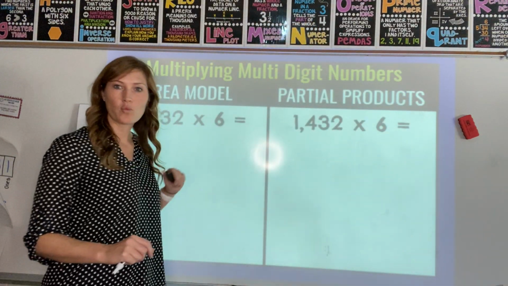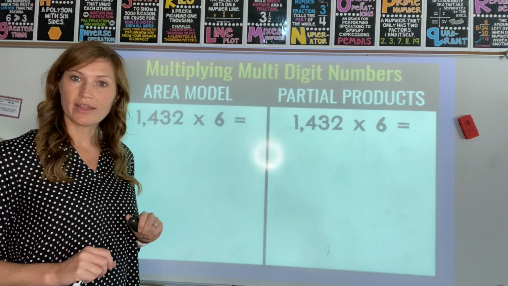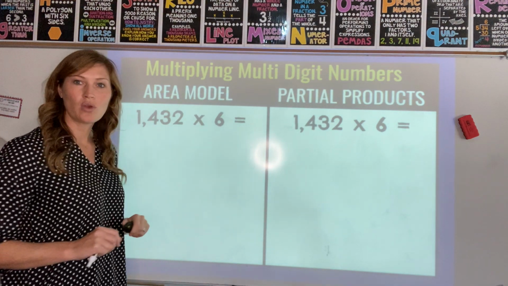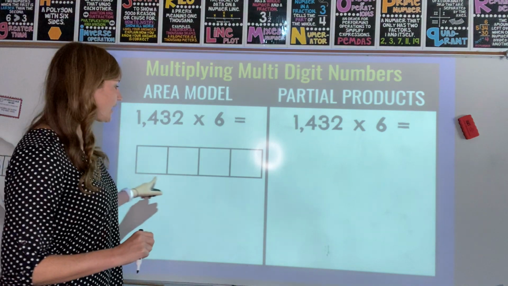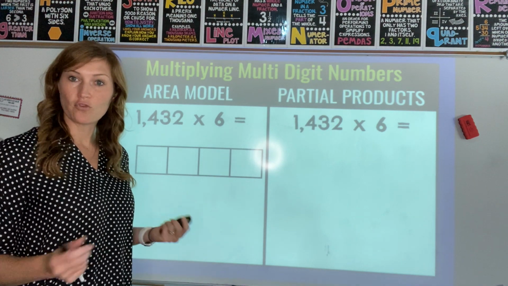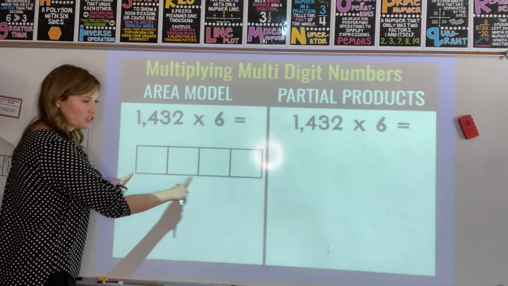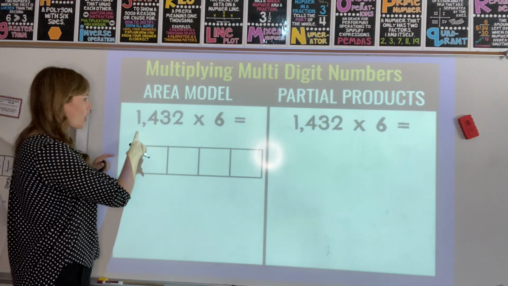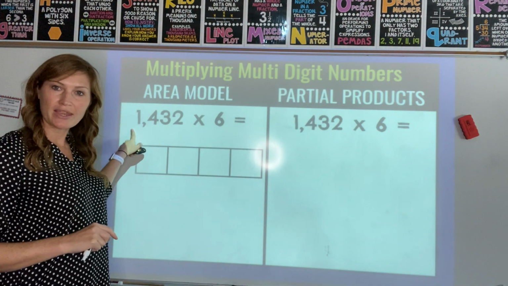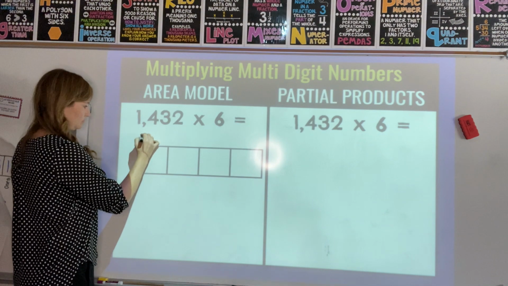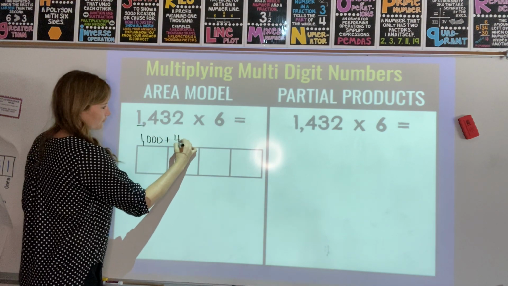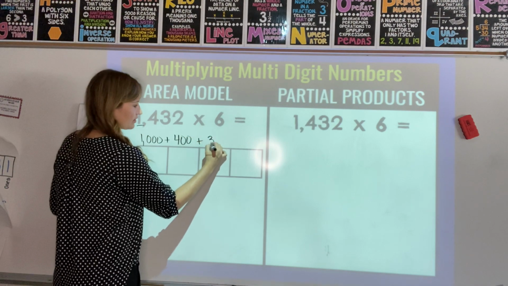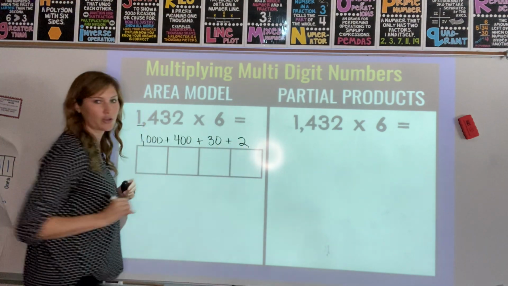All right, first off, we're going to start with a 4 by 1. So I am going to show you the area model. Now, when we are creating the area model, we're going to create a rectangular shape that is 4 by 1. So, just as I have here. Now, I'm going to break my number down into expanded form. 1,000 plus 400 plus 30 plus 2.